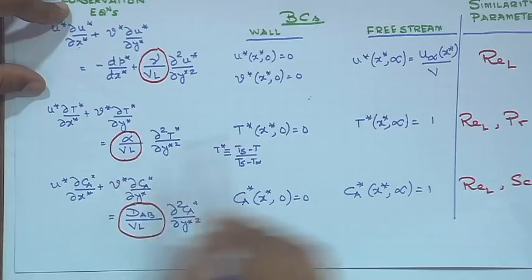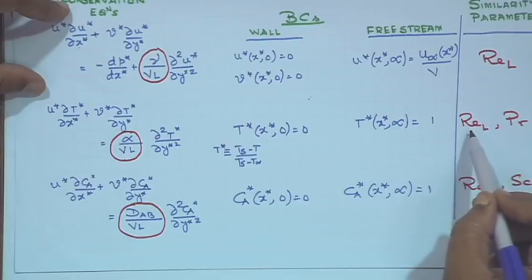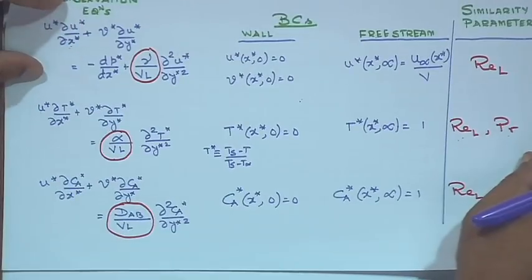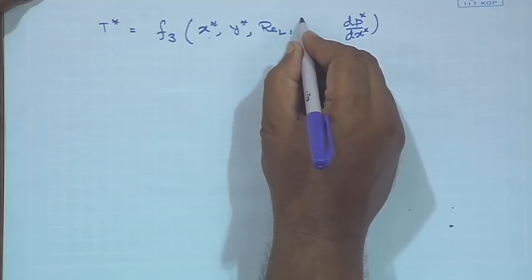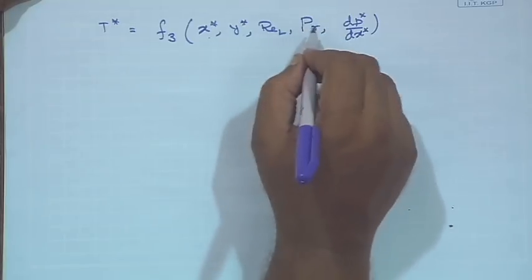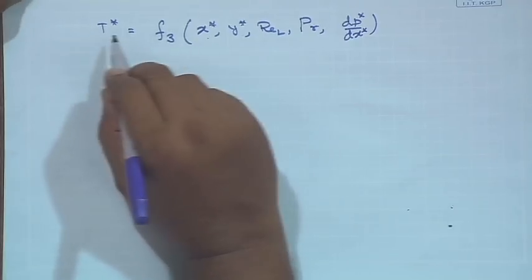So, alpha by VL is nothing but Reynolds times 1 by Reynolds times Prandtl number. So, it will not only be a function of Reynolds number, it would also be a function of Prandtl number. Therefore, the temperature expression would contain Prandtl number as well. That is the only difference which we have in the functional relationship of T star.